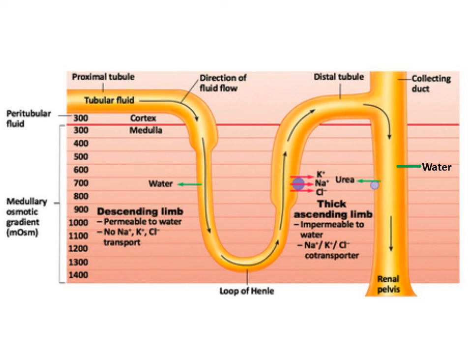In the descending limb of the loop of Henle, only water is transported. That means water will move out of the tubule. This descending limb is impermeable to solute. So water is moving out of the descending limb to the interstitium. Why is this water moving out? Because of the increased osmolarity in the interstitium, water is moving out of the tubule into the interstitium.